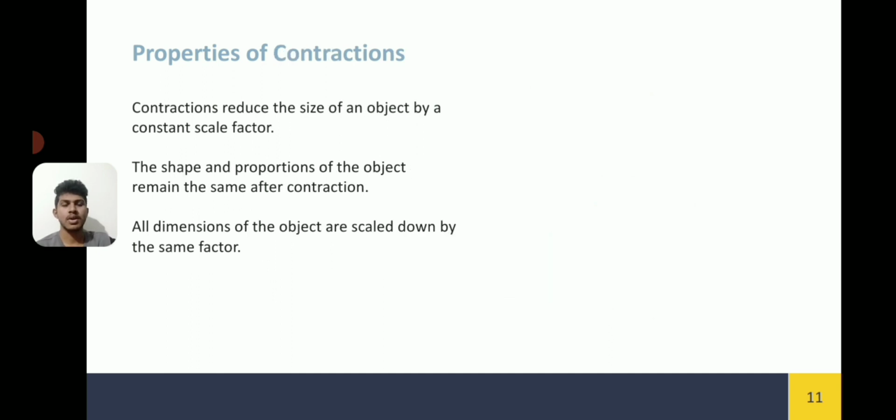Properties of contraction. Contraction reduces the size of an object by a constant scale factor. The shape and proportions of the object remain the same after contraction. All dimensions of the object are scaled down by the same factor.